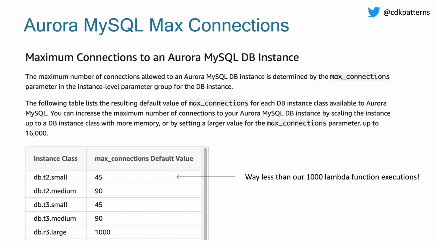And even if you go up to r3.large, that's when we hit 1,000. So there's quite a big window of instances that are way less than our 1,000 Lambda function executions. Now, that means that if we had 1,000 Lambdas, all trying to insert a record into the database at the same time, and we had a T2 small, you're just denial of service attacking your own database because it can only hold so many connections.